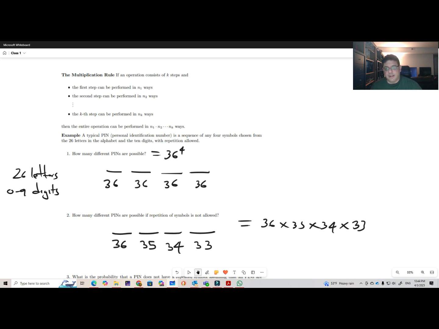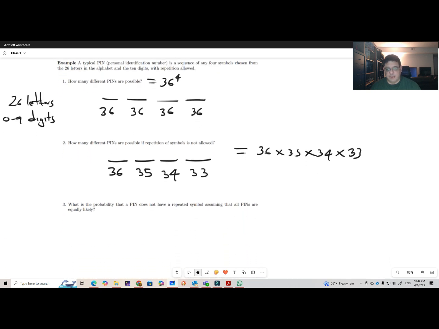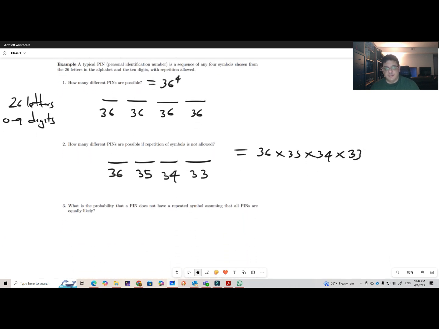Now, of course, this can be put in terms of probability. This is just counting how many possibilities there are for a particular event. So I can calculate the probability that a PIN does not have a repeated symbol, assuming that all PINs are equally likely. This means the probability of a PIN with no repetition will be the number of PINs with no repetitions over the number of total possible PINs.